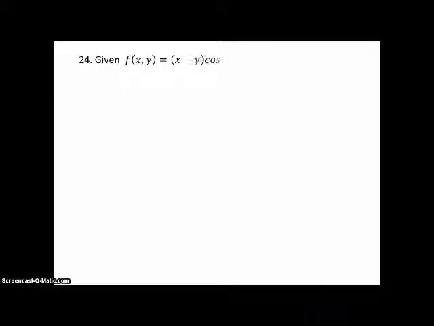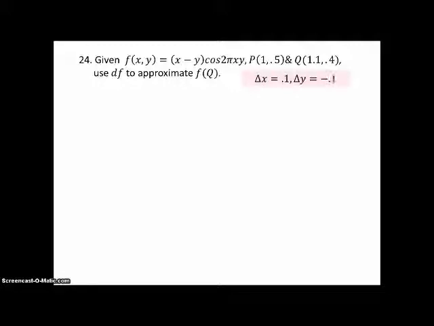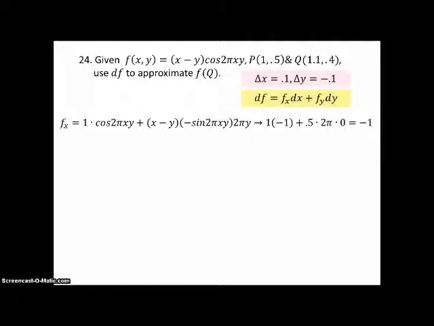Number 24. Given f of x, y equals this quantity and a nice point and a not so nice point, use the differential to approximate f of the not so nice point. Well, our change in x is 0.1 because x goes from 1 to 1.1, and our change in y is negative 0.1 because y goes from 0.5 to 0.4. Here's our formula for the differential. So the partial derivative with respect to x using the product rule, and notice that the derivative of x minus y is just 1 if you're treating y as a constant.